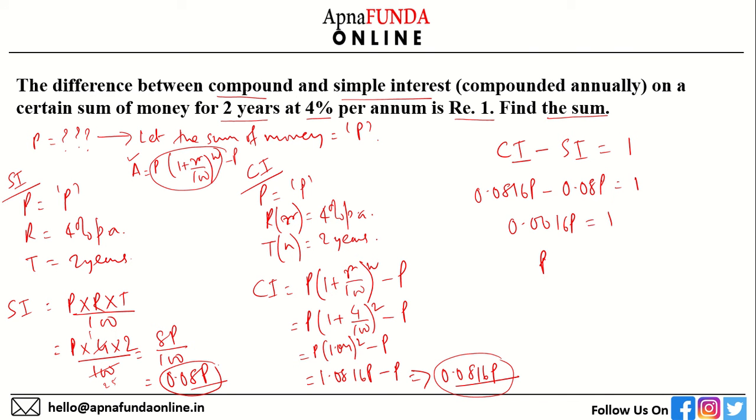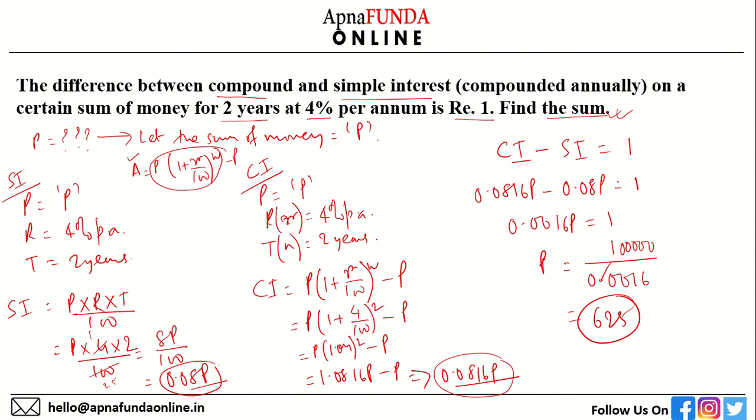So what does the principal become? Which is the sum. This is what we need to calculate. So the principal becomes 1 divided by 0.0016. Correct. You solve this. This will be 625. This is the answer. I hope you have followed along.